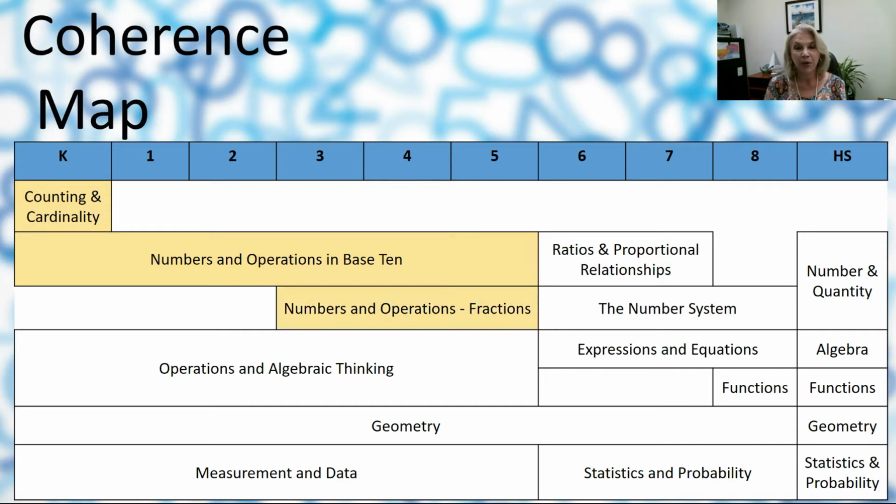We have another numbers and operations domain, NF, numbers and operations fractions, that begins in 3rd grade and ends in 5th grade. So where do these domains go for high school? Numbers and operations in base 10 becomes ratios and proportional reasoning in middle school. Numbers and operations fractions becomes the number system domain in middle school. Both domains, ratios and proportional relationships, and the number system becomes the domain number and quantity in high school.